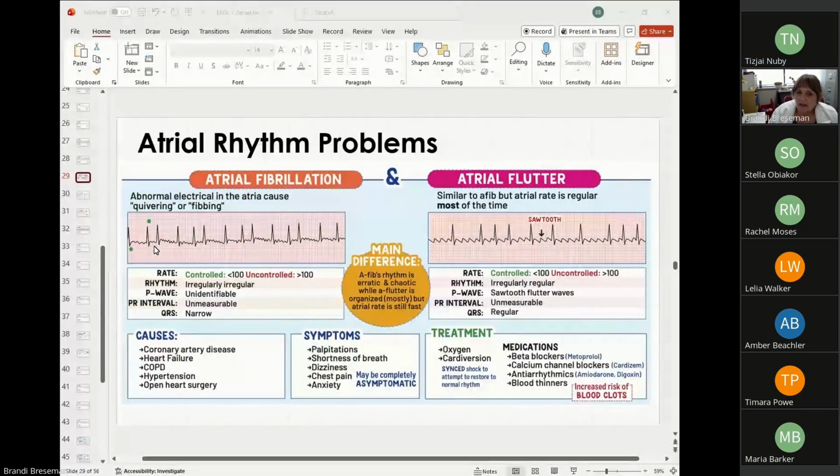So because I have these squiggly lines, it is irregular. I can't identify a P wave. I can't measure a PR interval because I can't identify a P wave. And I have a normal or narrow QRS.